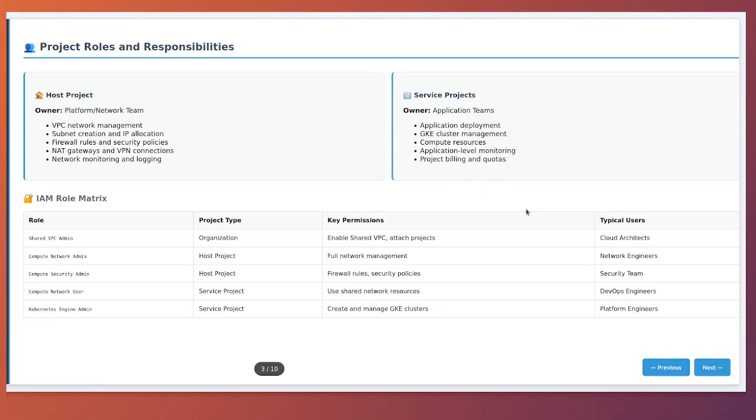Service projects are managed by individual application teams. They can deploy their applications, create GKE clusters, and manage their own resources, but they use the network infrastructure provided by the host project. They are like tenants in the shared network. The IAM roles shown here implement the principle of least privilege. Each person only gets the permissions they need for their specific responsibilities. This separation ensures security while enabling team autonomy.